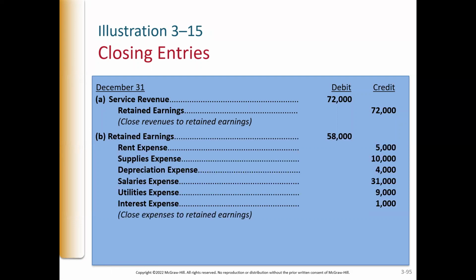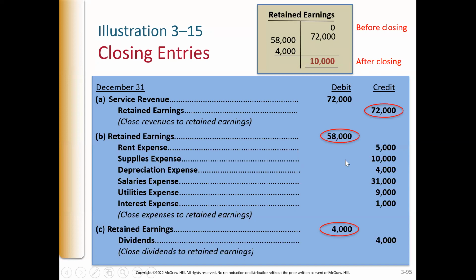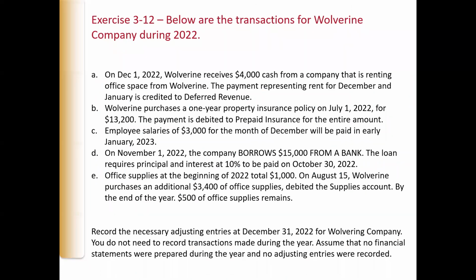Then we close out all of our expense accounts. What we do when we close out all our expense accounts, we do the opposite again. And what that does is we credit all of our expenses and debit retained earnings because we know those expenses decrease our retained earnings. We do the same with dividends. Dividends we zero out, and dividends also decrease our retained earnings. Once we do this, all of our temporary accounts, our revenues, our expenses, and our dividends have gone into retained earnings. So retained earnings is a permanent account.